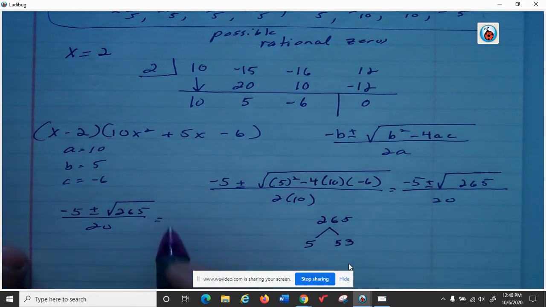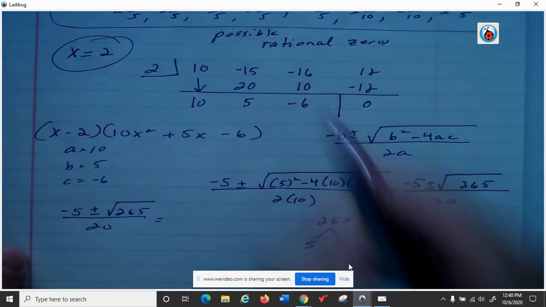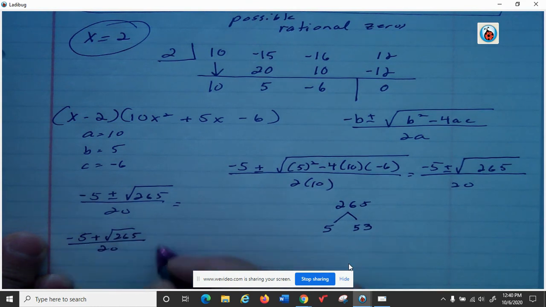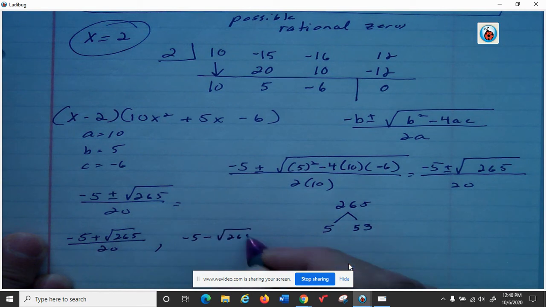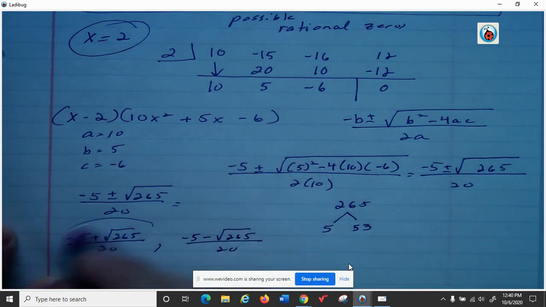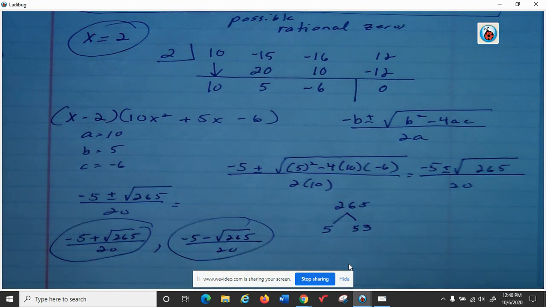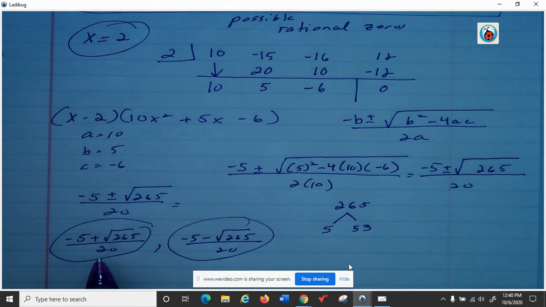I have my 2 roots now. Here's one, here's another, and here is your third. Okay, so there are your 3 roots. Now, if it did ask for you to round this to the nearest hundredth, then you would just type that in your calculator and go from there.